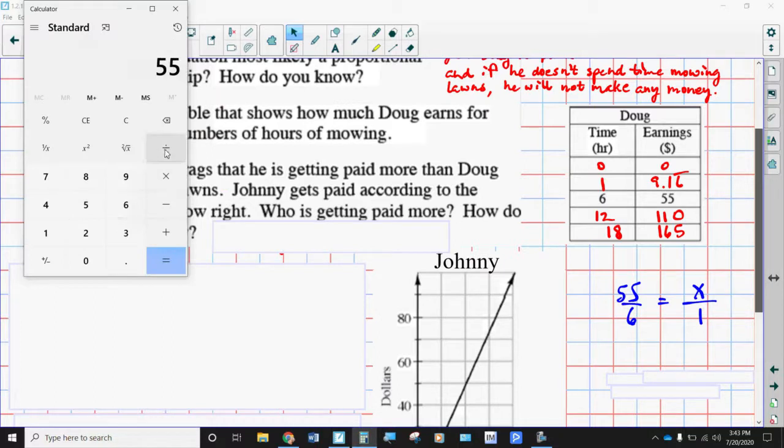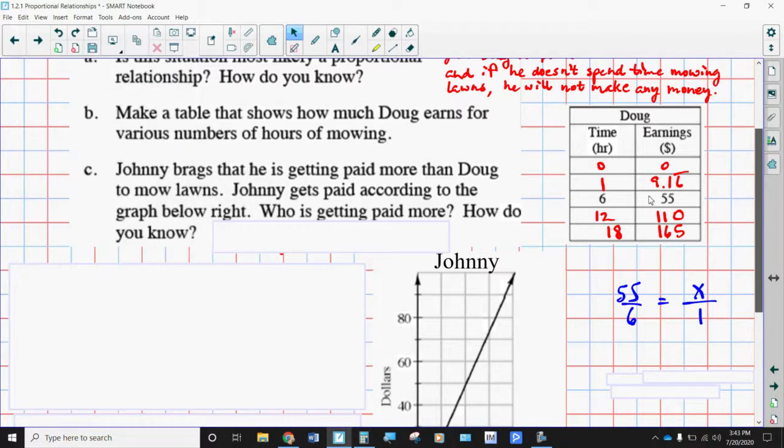Now, if I want to check to make sure that's right, let me go back to here. If I take 55 and divide it by 6, that's our 9.16 repeated. And now if I take 110 and divide that by 12, I should get the exact same thing, and I do. Same thing with 165 divided by 18. Absolutely, this is an accurate table, and right here is the important part where we've got our unit rate for Doug.